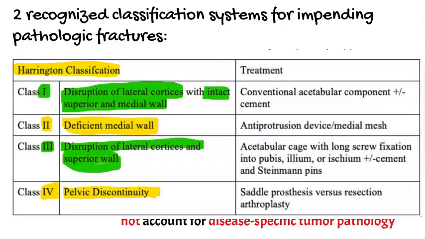For class 3, there is disruption of lateral cortices and superior wall. The treatment involves acetabular cage with long screw fixation plus or minus cement augmentation. For class 4, there is pelvic discontinuity, where the treatment involves saddle prosthesis or resection arthroplasty.